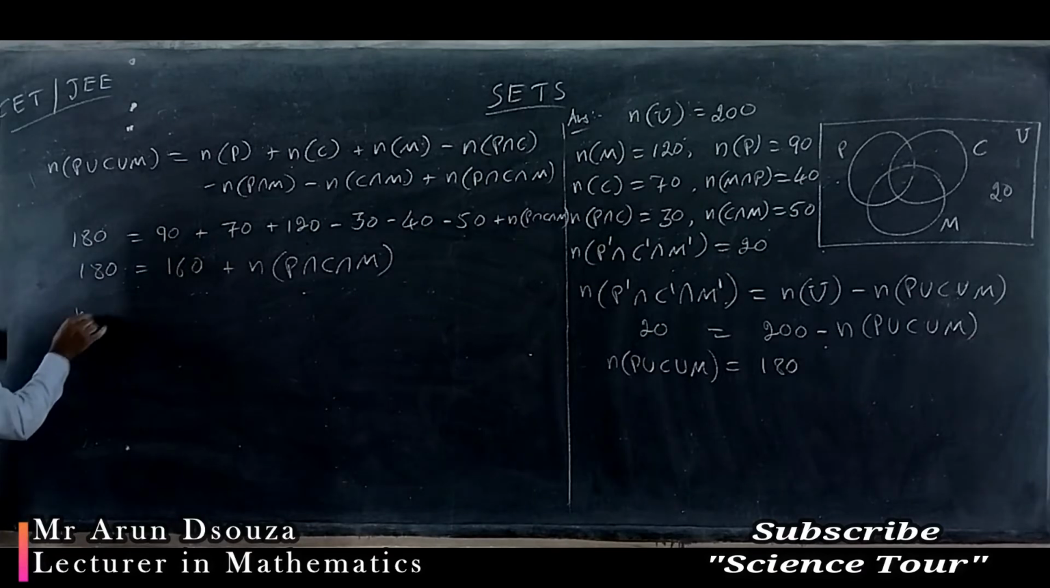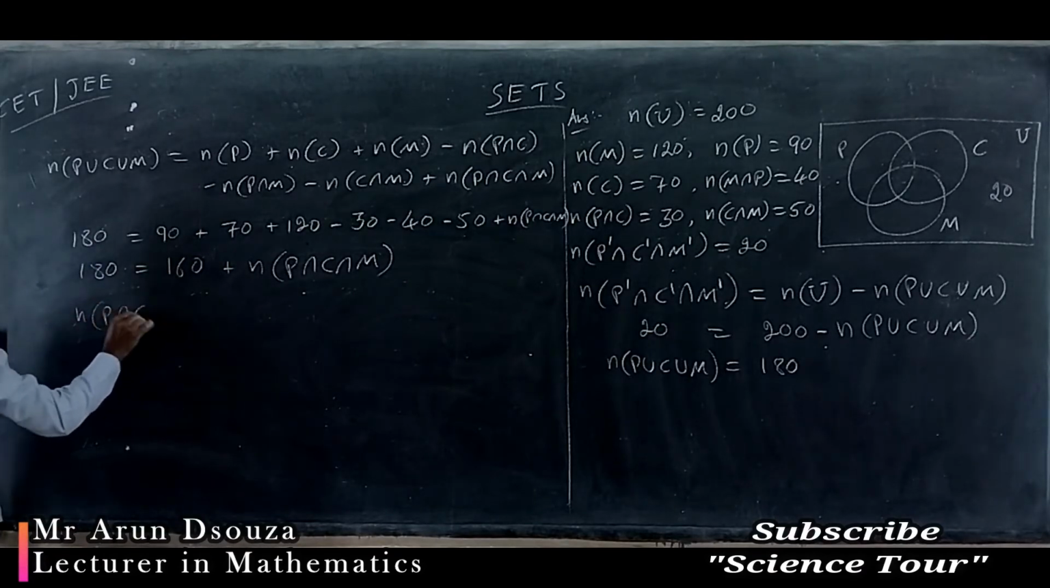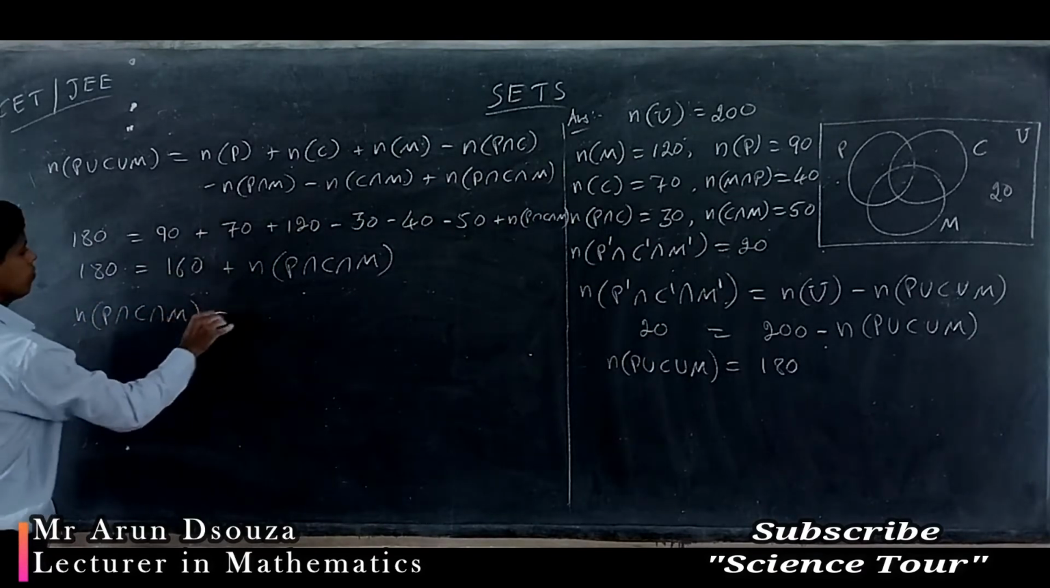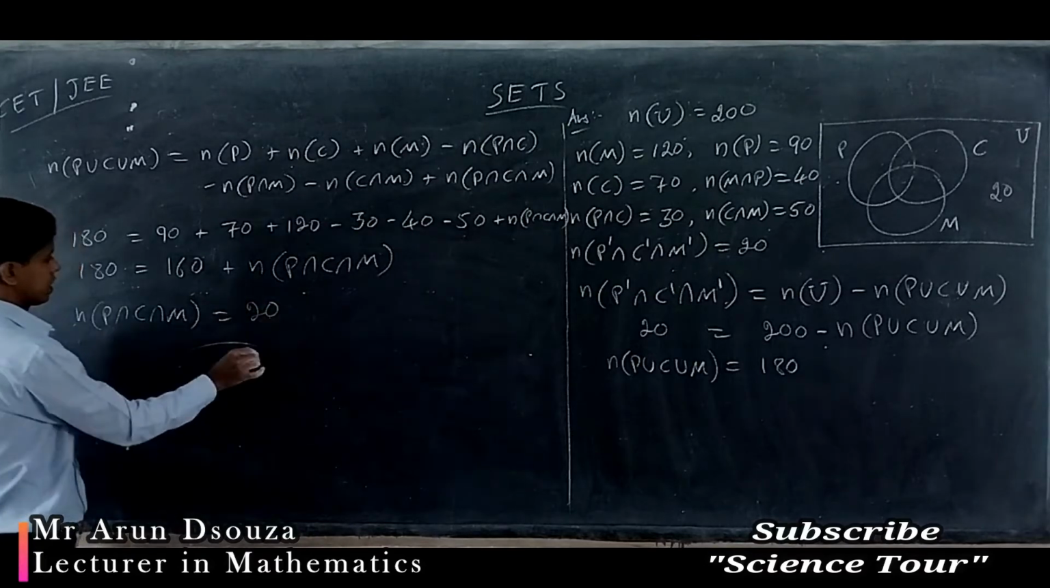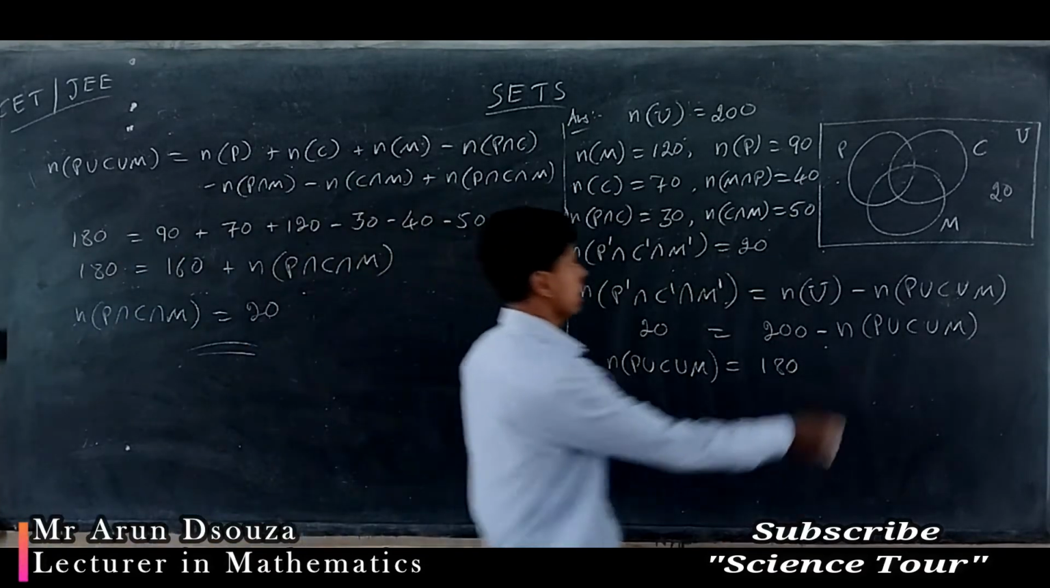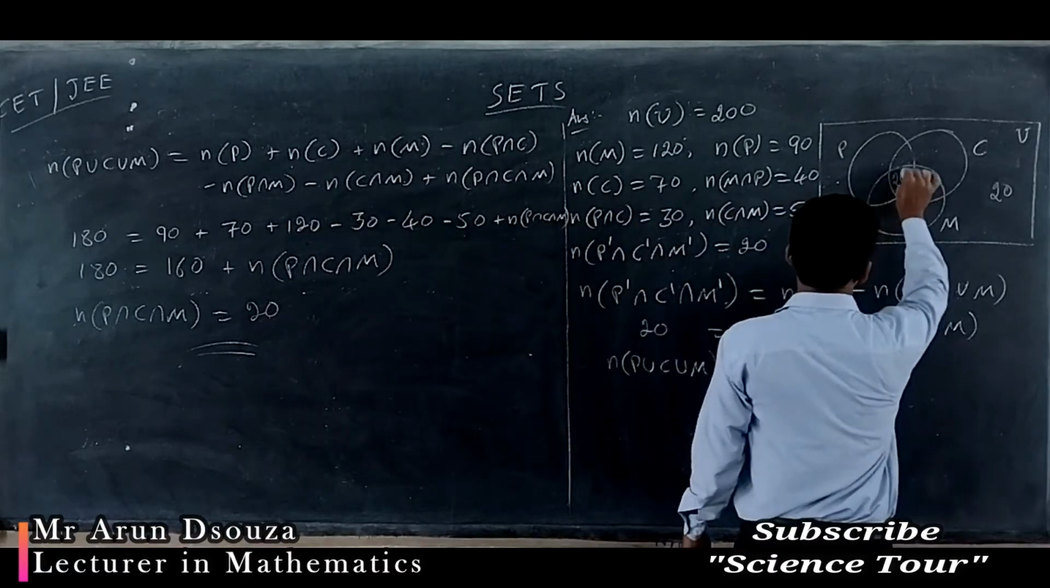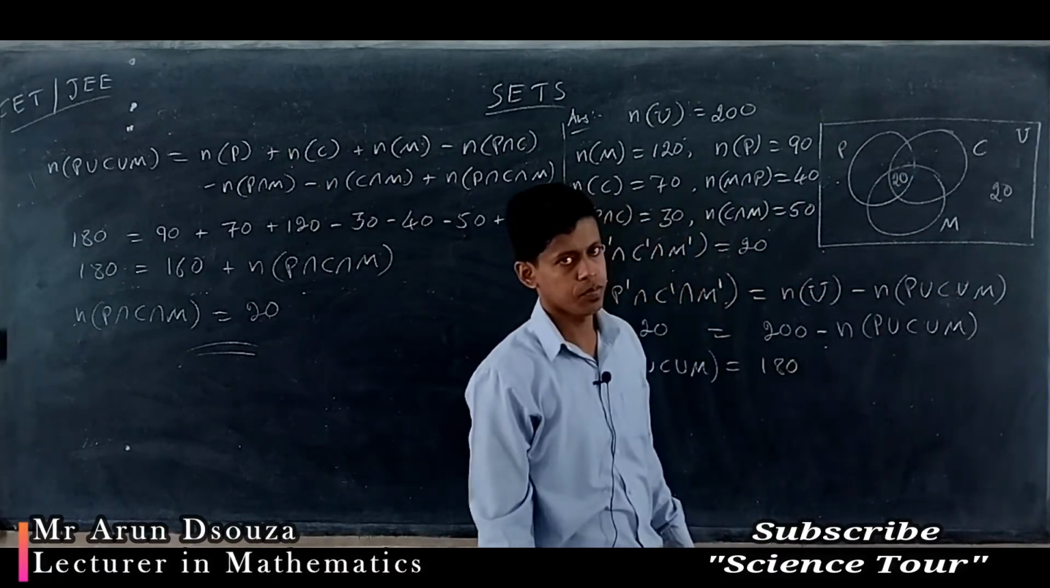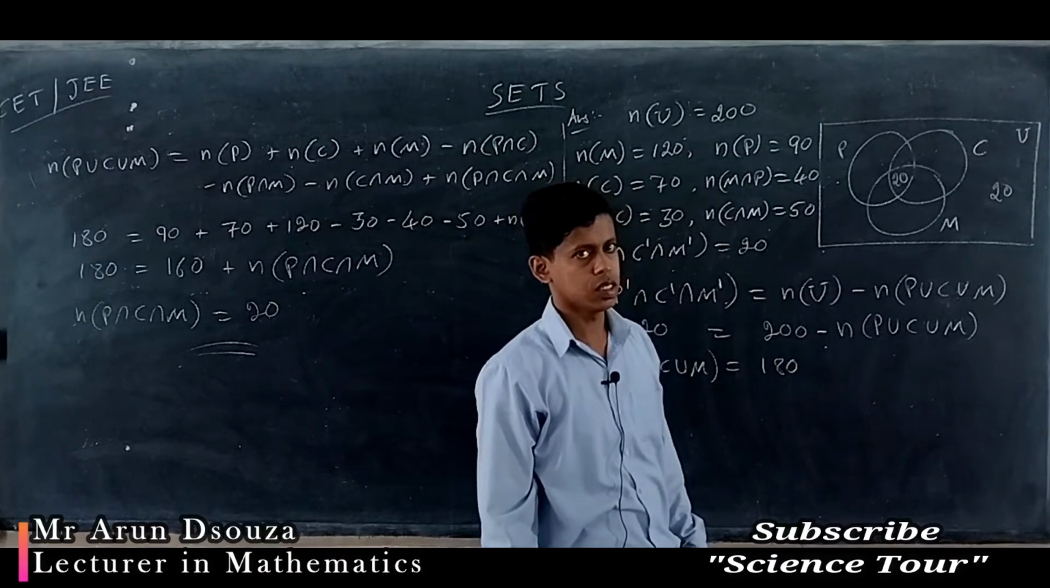Well, so that's it. So what is P intersection C intersection M? Which is 20. Okay, so 180 minus 60. So how many students are here? There are 20 students here.